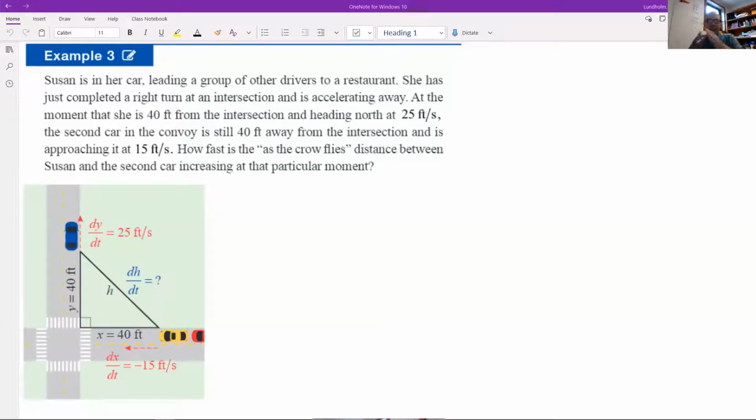Hi, everybody. I hope you're all ready to get back into related rates because we've got some fun word problems today. And then we're going to talk about differentials. So here we are, starting off on example 3.